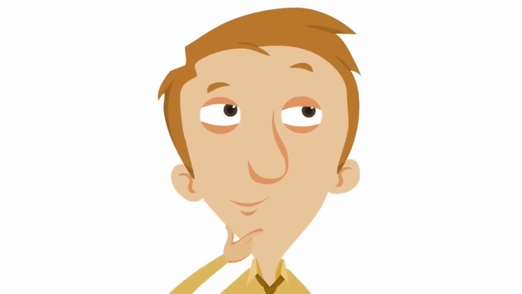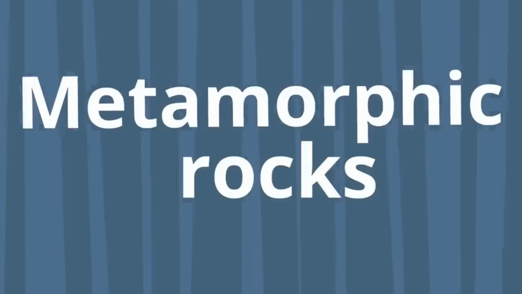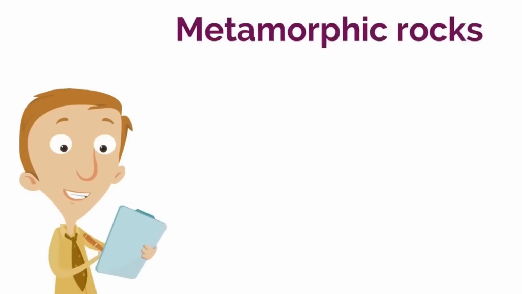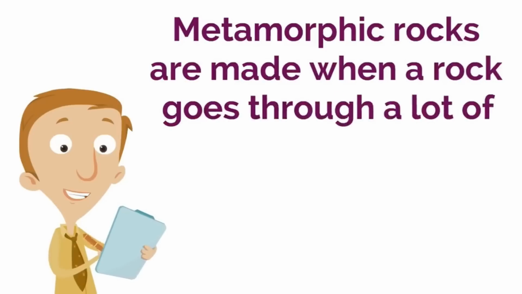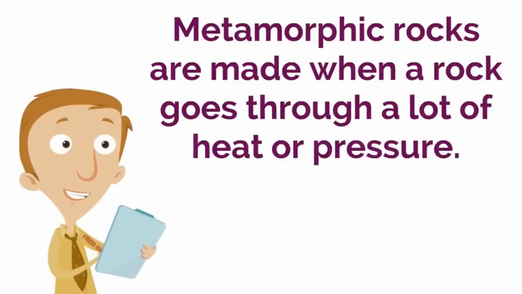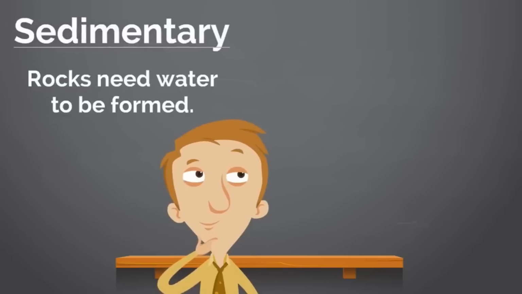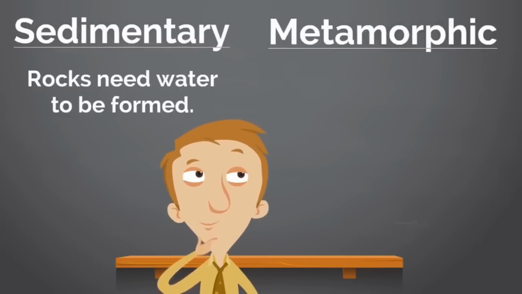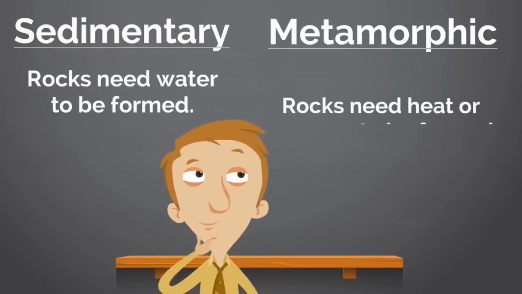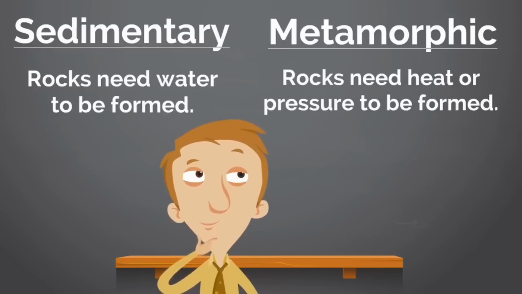Okay, we have two categories left. Let's learn about metamorphic rocks next. Metamorphic rocks are made when a rock goes through a lot of heat or pressure. Remember, sedimentary rocks need water to be formed. Metamorphic rocks are different. Metamorphic rocks are rocks that need heat or pressure to be formed.